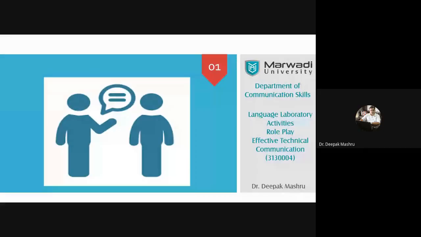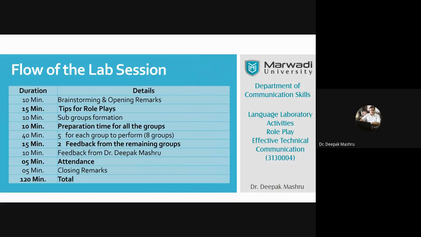Fine. So I guess everybody can see that. Today we'll talk about role play as an activity in the lab session. This is what I have thought of and planned for your lab today. First 10 minutes for brainstorming and opening remarks, 15 minutes for tips for the role plays, 10 minutes for subgroup formation, 10 minutes for preparations for all the groups, 40 minutes for execution.